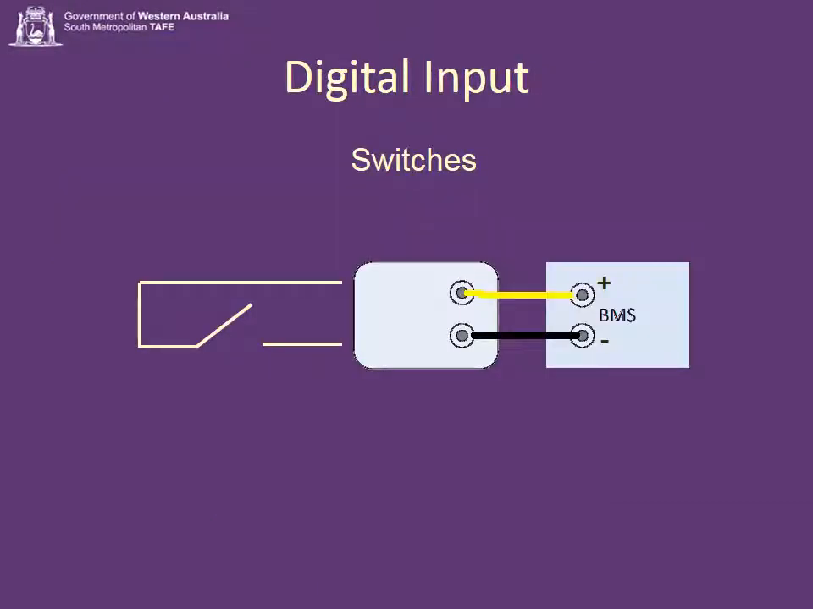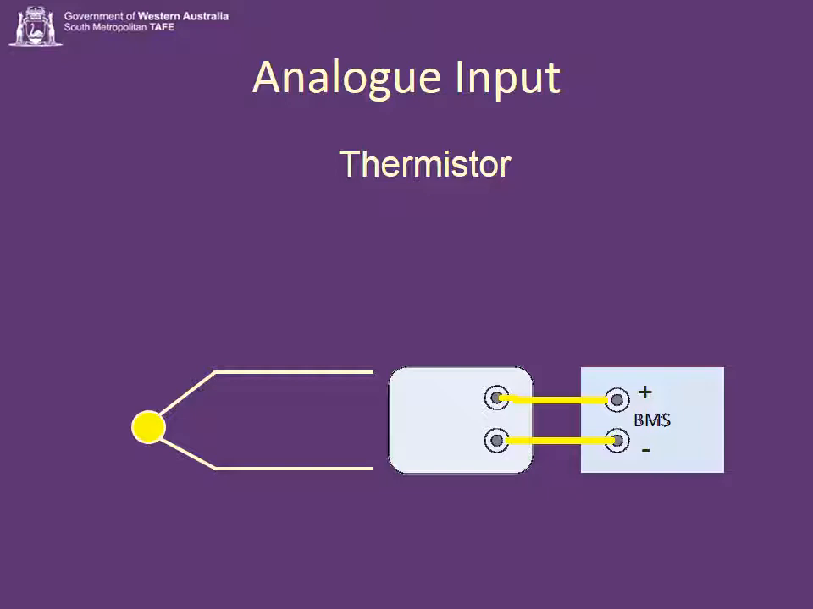So let's look at some wiring, how we connect up different things to our BMS. Firstly, a digital input. This is a switch. This is how we connect a switch to the BMS. We simply have two contacts which we can connect to the plus and minus inputs of the BMS on the digital input. Here's how we connect up a thermistor, an analog input thermistor. Now a thermistor is essentially a resistance device, so it's not actually polarity sensitive. Doesn't matter which way round you connect it.